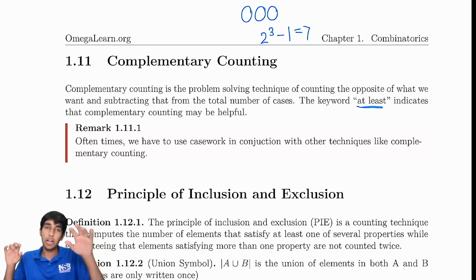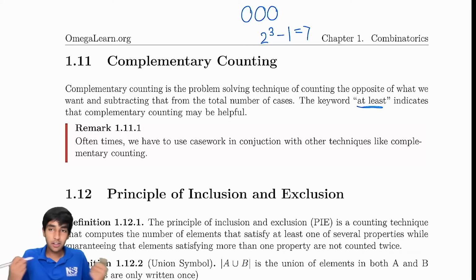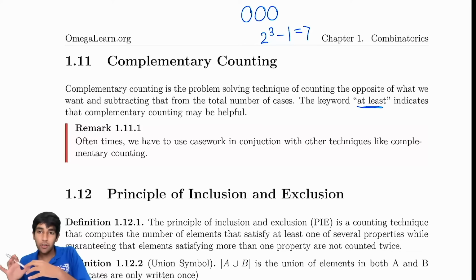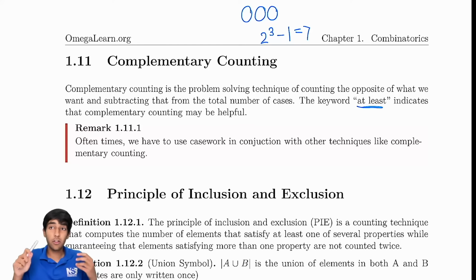Casework, complementary counting. Casework, right? You're looking at all the cases. Complementary counting, you're looking at everything that doesn't work. Sometimes you have to do casework and complementary counting. Okay, so you find the cases that don't work.